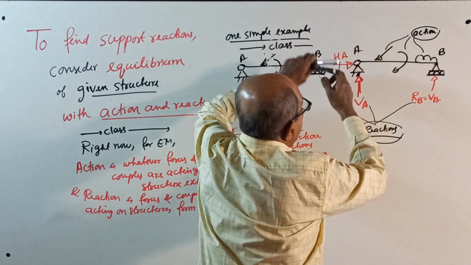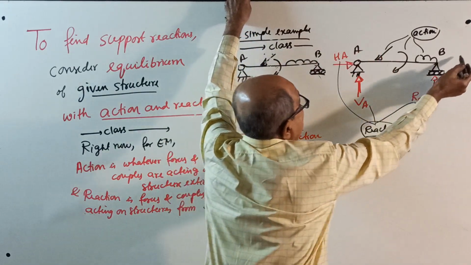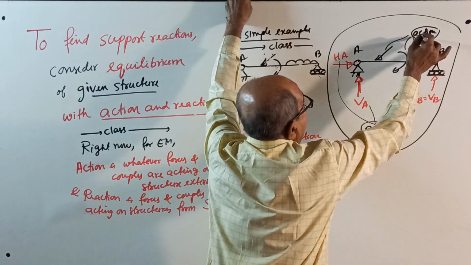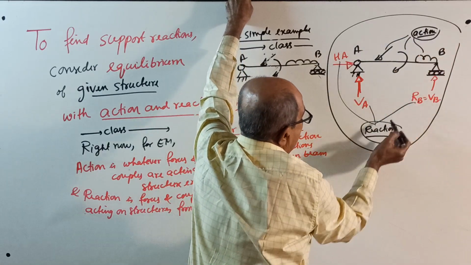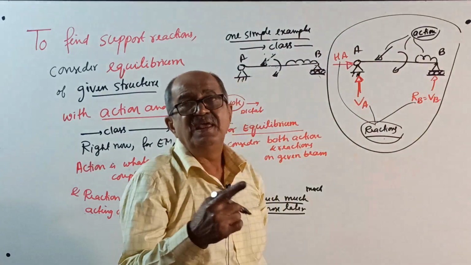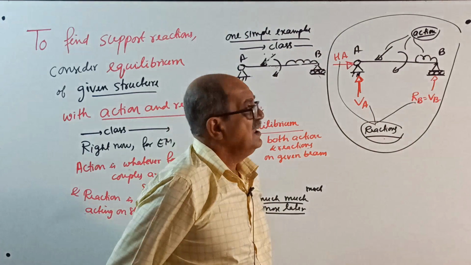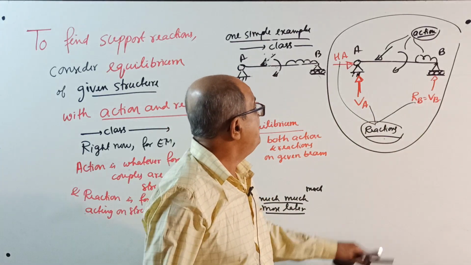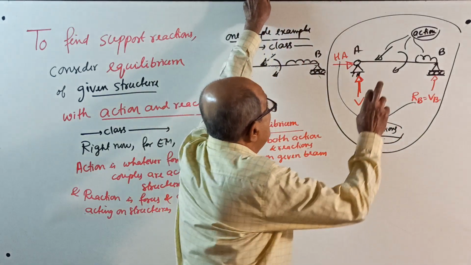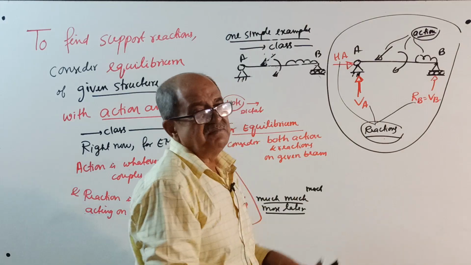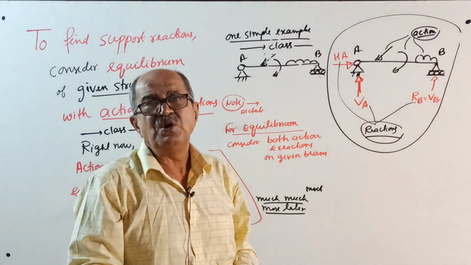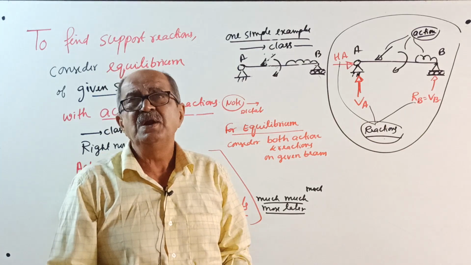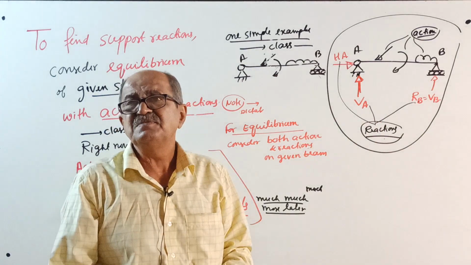Therefore, when you consider equilibrium, this is to be considered. See, this one is action. This and this are reaction. Action with reaction will keep the member in equilibrium. Now you apply the basic conditions of static equilibrium for this structure, where you have to consider both action and reaction. Right now that is sufficient for you. Too much explanation is not required now, because we are limiting ourselves to engineering mechanics. Later I will discuss much more.